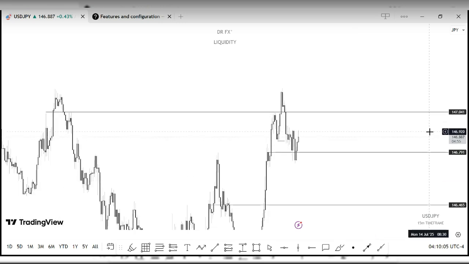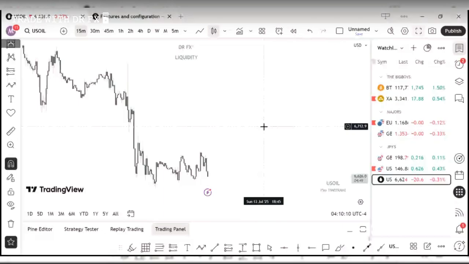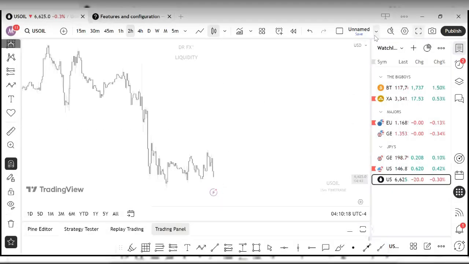So you don't need a lot of pairs. You can stick to a few that are giving you the best move, right? So let's see the 2-hour charts.